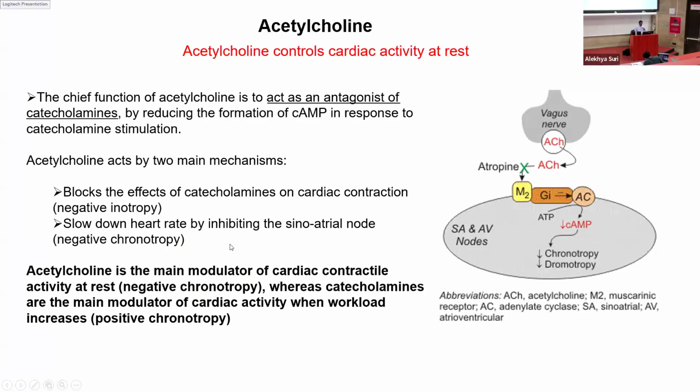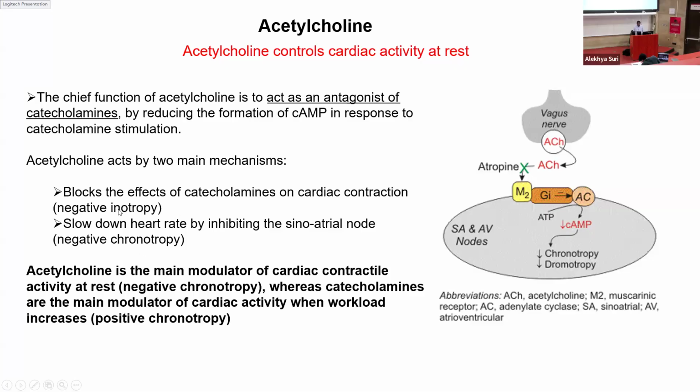Okay, so we have seen so far the catecholamine stimulation, but what happens in a resting condition? What controls the resting heart activity? It is mainly acetylcholine. The acetylcholine is an antagonist of catecholamine. So it will do exactly the opposite of whatever the catecholamine does. It will reduce the cyclic AMP synthesis, it will reduce the PKA activity, so everything will be reversed. So it blocks the effect of catecholamines on cardiac contraction.